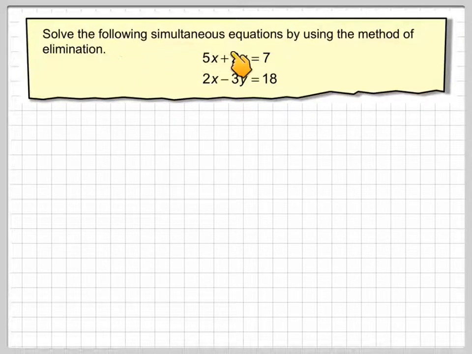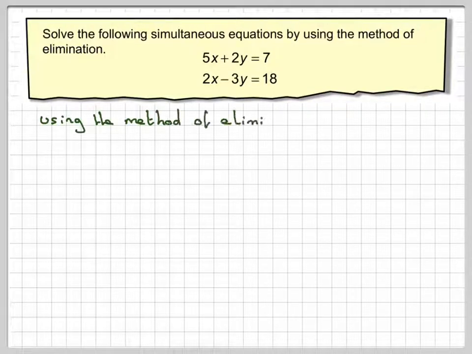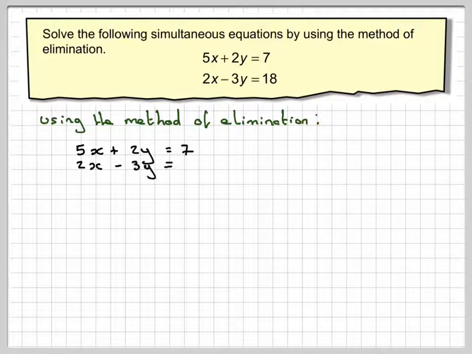Solve the following simultaneous equations by using the method of elimination. So we've got 5x plus 2y is equal to 7, and we've got 2x minus 3y is equal to 18. So using the method of elimination, writing down the equations, 5x plus 2y is equal to 7, and then 2x minus 3y is equal to 18.